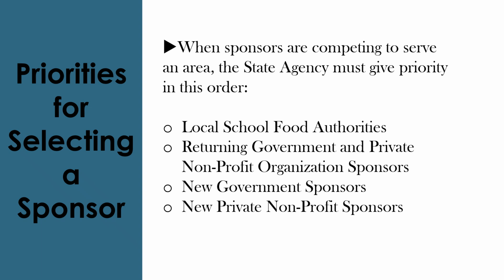Priorities for selecting a sponsor. When sponsors are competing to serve an area, the state agency must give priority in this order. First priority goes to local school food authorities. Second priority goes to returning government and private nonprofit organization sponsors. Third priority goes to new government sponsors. And fourth priority goes to new private nonprofit sponsors.